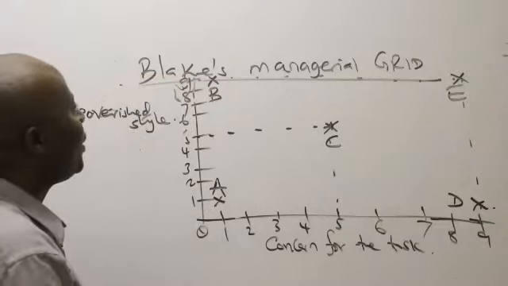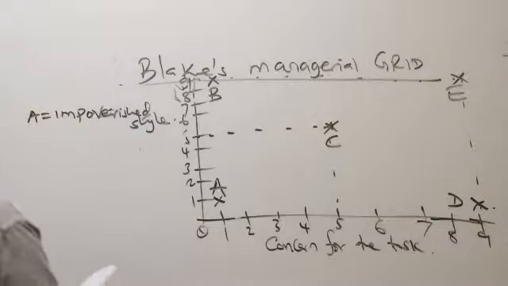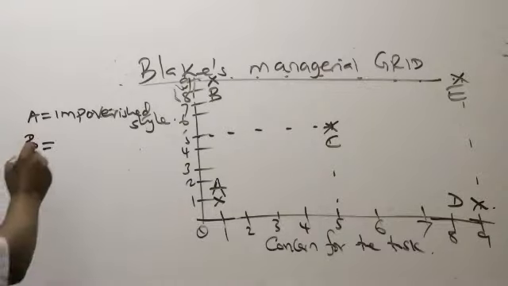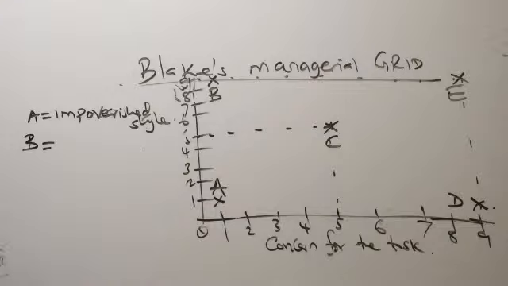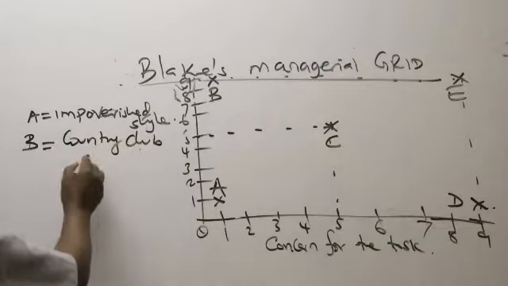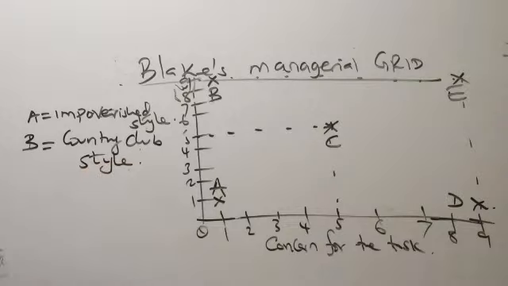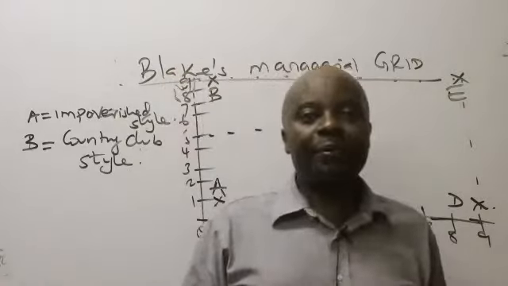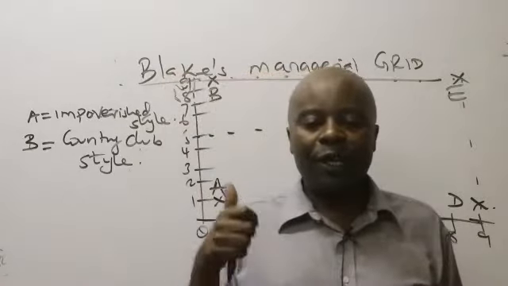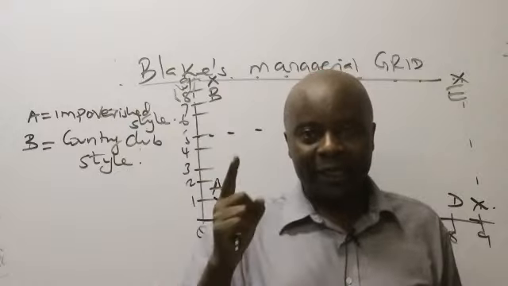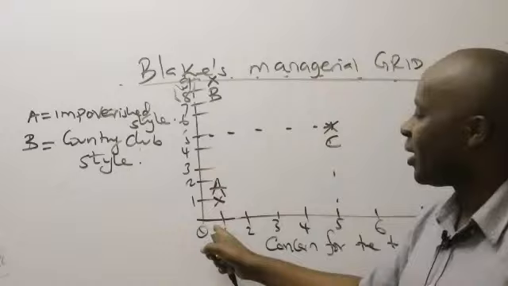And then we have, ladies and gentlemen, managers who are at B. So B are good managers, but good for nothing, because we call them country club managers. Country club style, like golf, the yes man. You'd want your employees to say you are very good, simply because your concern for people is so high. But task-wise, almost zero.